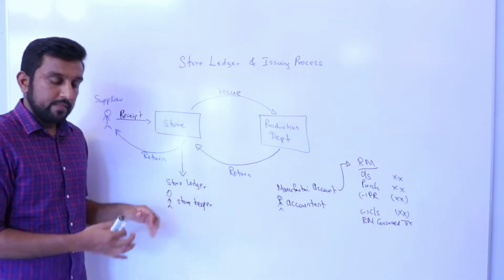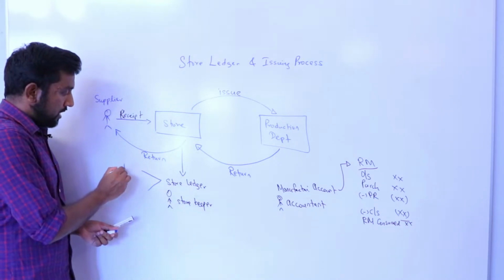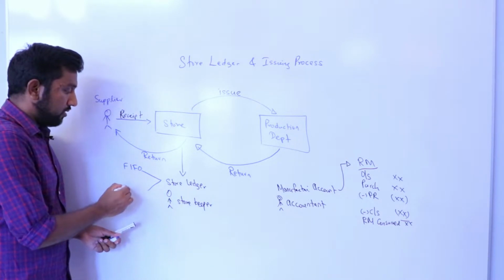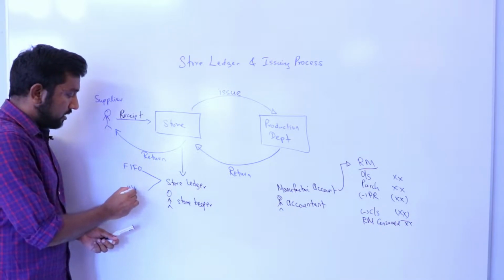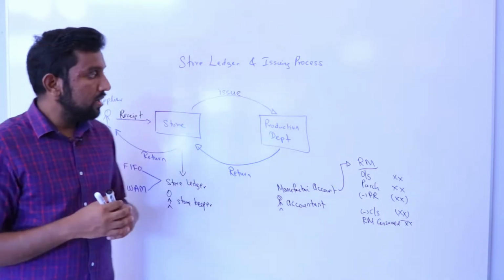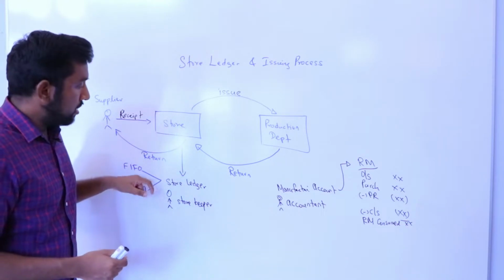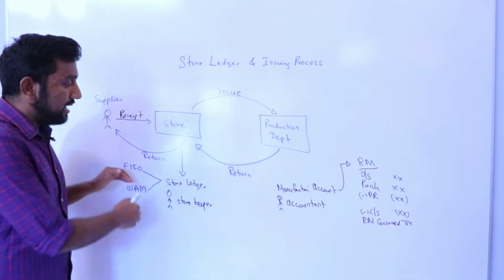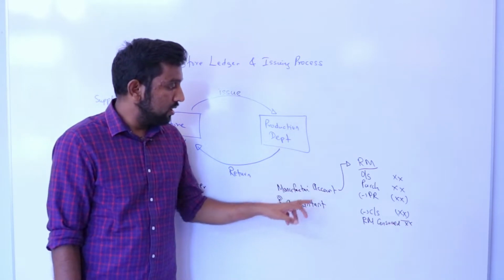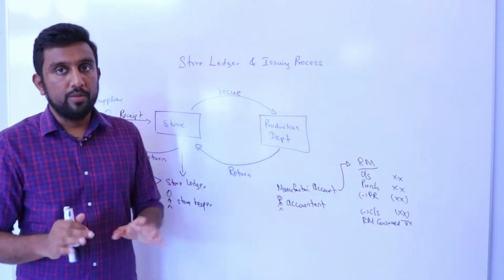Store ledger is part of this chapter. As I told earlier, we have two methods to prepare the store ledger. The first one is FIFO, first in, first out, and the second one is the weighted average method, WAM. So this is the entire picture of the chapter: how the store works, the store ledger and what the storekeeper prepares, and how the production department works. The accountant prepares the manufacturing account, and this is the part of it related to raw material.